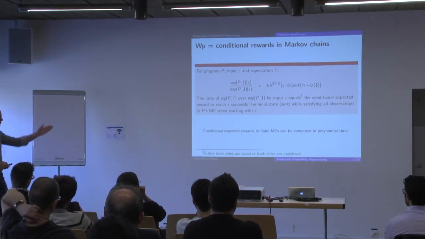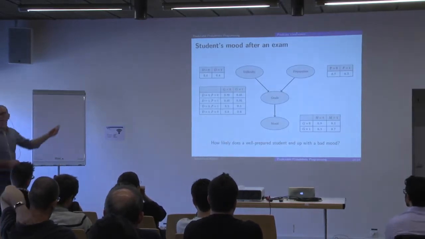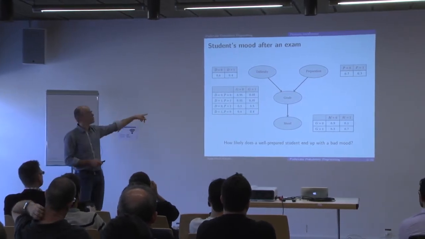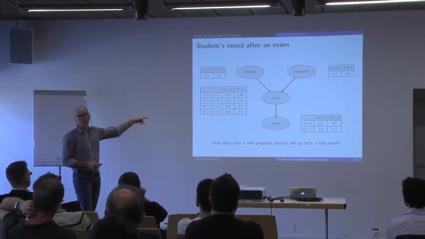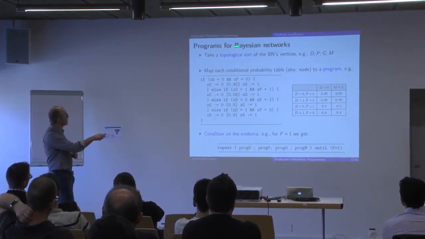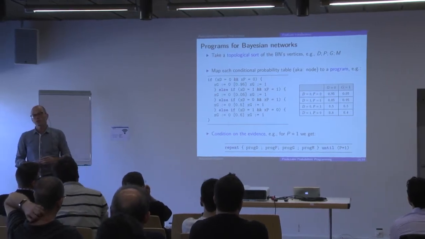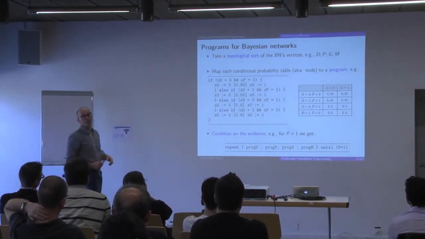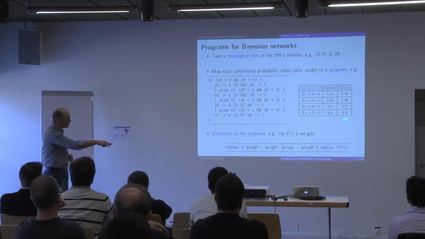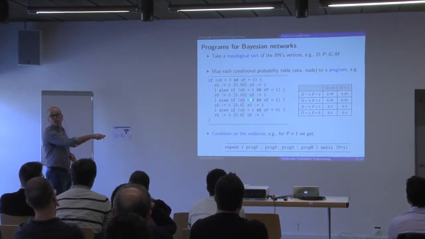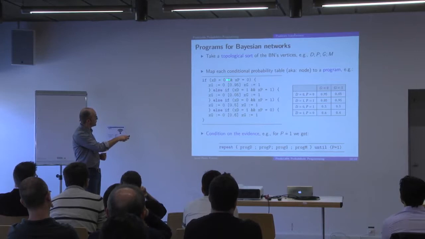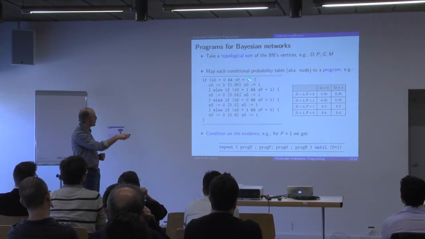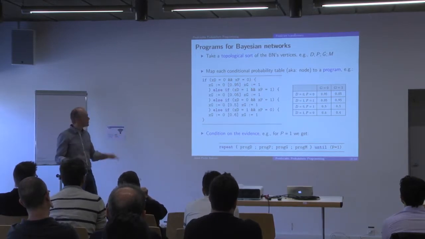And you can compute those if you have a finite Markov chain in polynomial time. So let's look at this example. This was this Bayesian network of the mood of a student after an exam. You can easily encode this into a program. First, it's an acyclic graph. So what I'm going to do is I'm going to take a topological sort of those vertices. Let's put them in this order, for instance. Now, every conditional probability table is literally translated in this very simple program. Yeah. So you say this is basically corresponding to this row, and then you see with 0.95 this holds, so with 0.005 that holds. That's pretty straightforward.